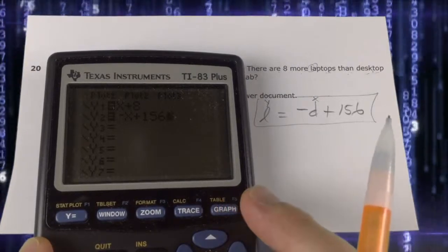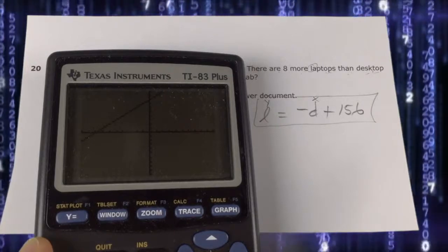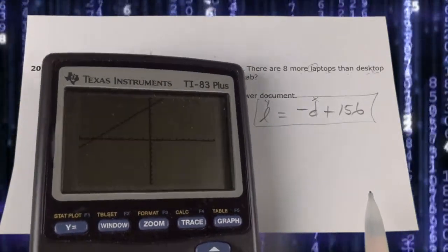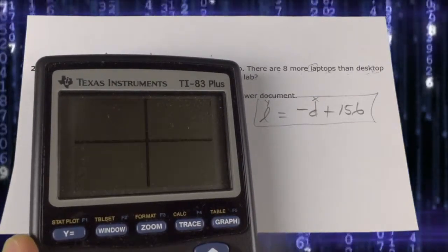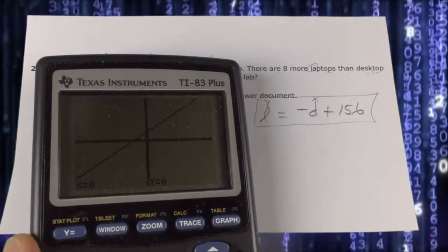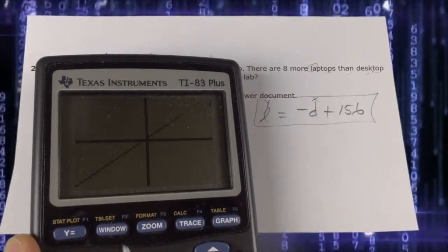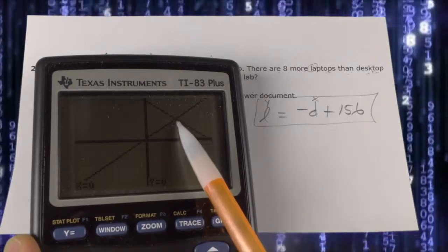I can graph them, and I want to see if the intersection is on the screen. Now notice only one line graphed. I may need to use the zoom button and zoom out some. So zoom 3, enter. Still only one. I'm going to do it again. Zoom 3, enter. And if you're familiar with the Window screen, that might be a faster way to do this, but there we go. There's our intersection.